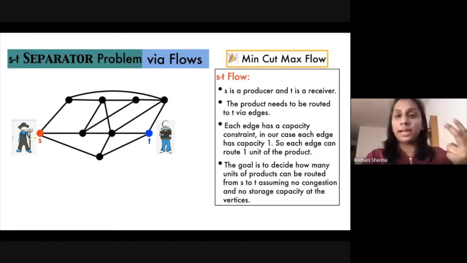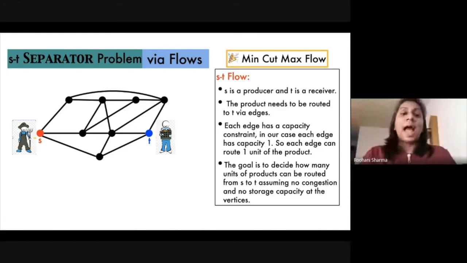The conditions are that at no point do we congest the edges. So if the pipeline has unit capacity, at no point do we send more than one unit of produce along this pipeline. And the second property is that there is no congestion happening at the vertices. In other words, these vertices do not have any storage capacity. So if, let's say, 1 unit of product is routed through this pipeline, this unit of product should come out of the edges that are emanating out of these vertices. So this is, very informally, what the notion of an S-T flow is.